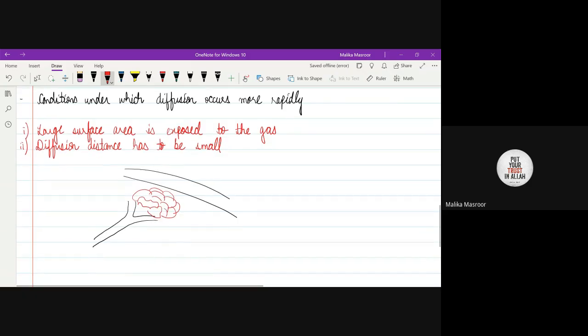Now see, across this point over here, let's say you have your red blood cells, biconcave in shape. This is the alveolar sac. This is your RBC, capillary, alveolar sac, terminal bronchiole.